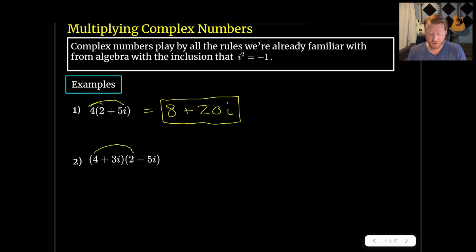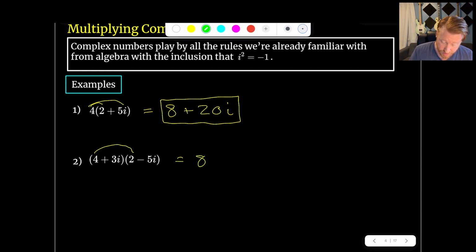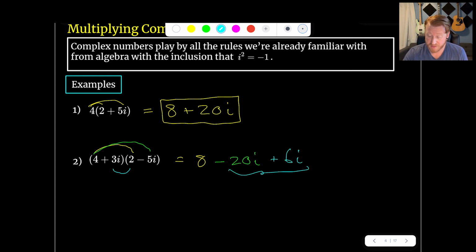But if we're distributing the first terms here, we've got 4 times 2, which is going to give us 8. Distributing the 4 to the negative 5i is going to give us minus 20i. Distributing the 3i to the 2 is going to give us plus 6i. And here we can see that there are some purely imaginary parts that we can combine here in just a second. And then in our last step here, we're going to multiply the 3i by negative 5i, which is going to give us negative 15i squared.